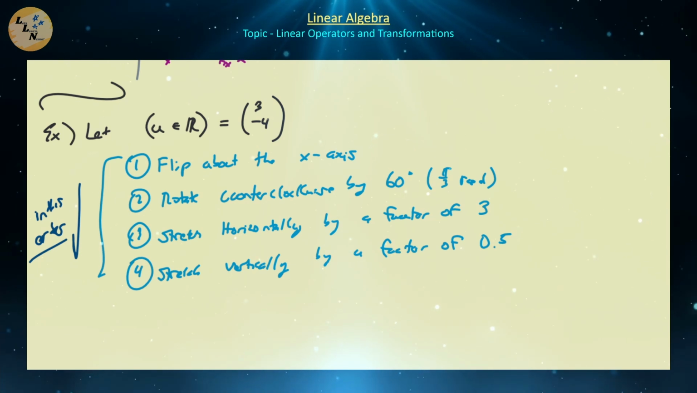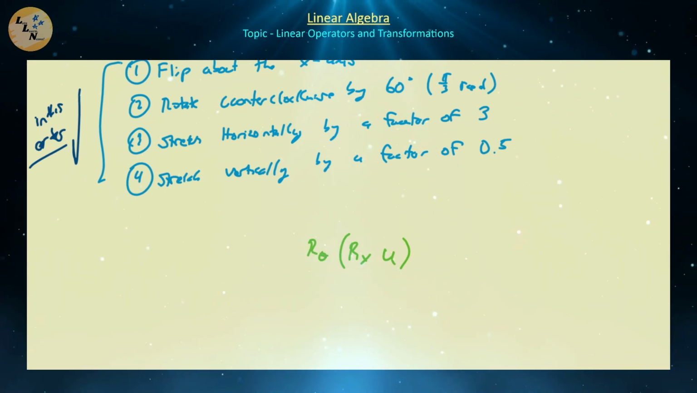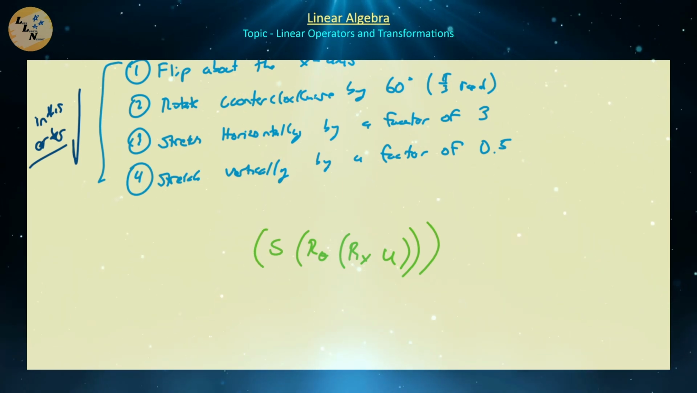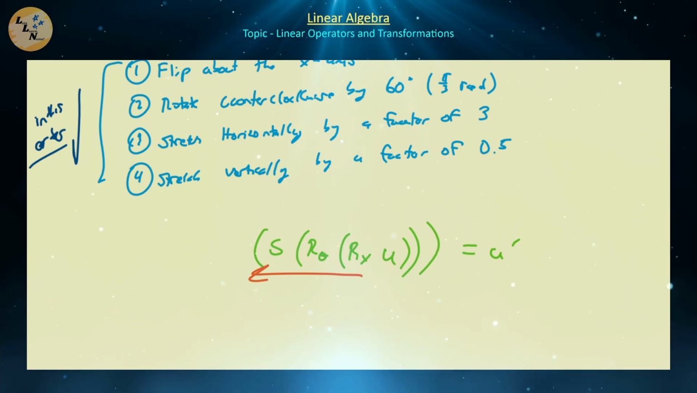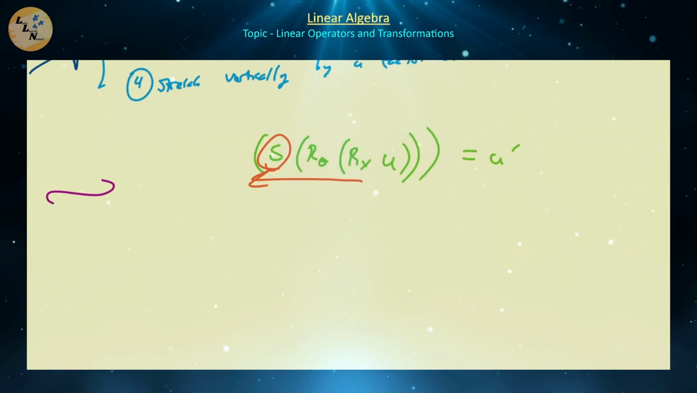So if we write this in matrix notation, then we have a vector u. First, we're going to be flipping it across the x-axis. Then we're going to be rotating that by some angle theta. And then we're going to be stretching that resulting vector. And that's going to be our resulting vector. Keep in mind that it goes in that direction in terms of order. And notice that I'm combining the horizontal and vertical stretch in the same exact matrix. So if I write down these matrices explicitly, then I have what? I have my lonely vector, 3, minus 4.